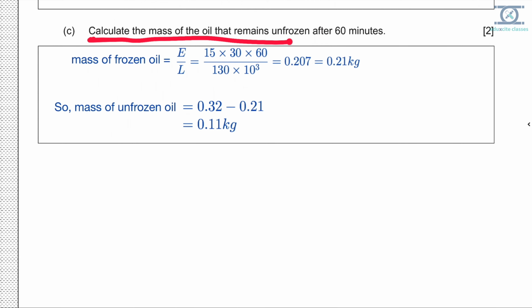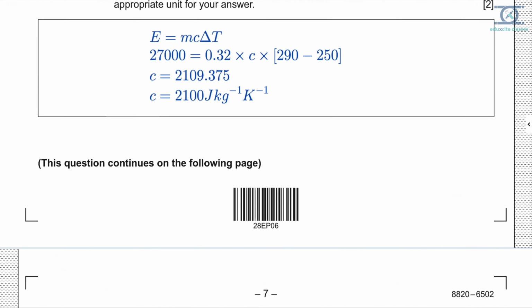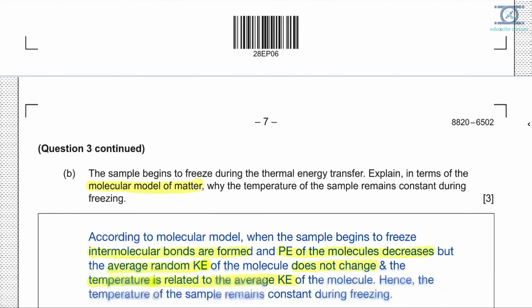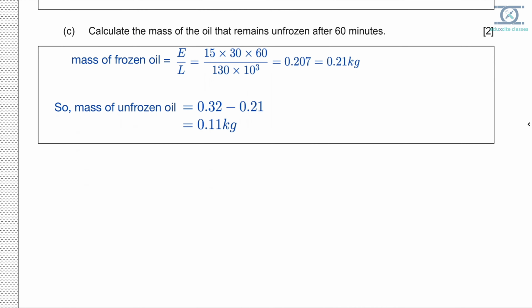Now the C part: calculate the mass of the oil that remains unfrozen after 60 minutes. So till here, how much mass of the liquid or the oil does not freeze, that we have to calculate. So mass of the frozen oil will be E upon L, because we know that E is equal to mL. So mass will be E divided by L. So this is the mass of the frozen oil, that is, the mass of the oil which has already been frozen in 60 minutes.